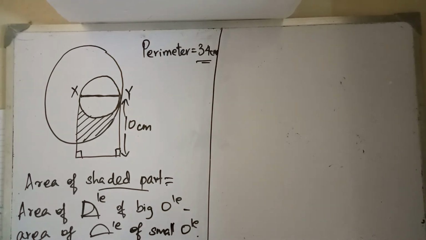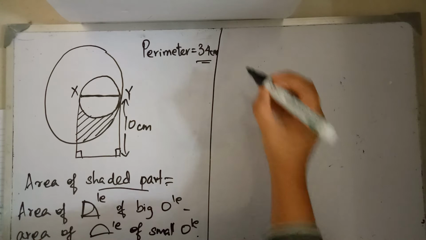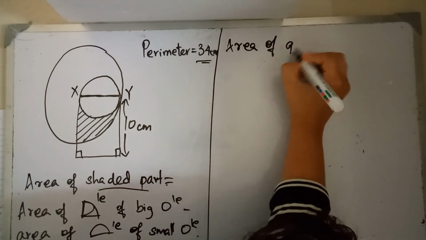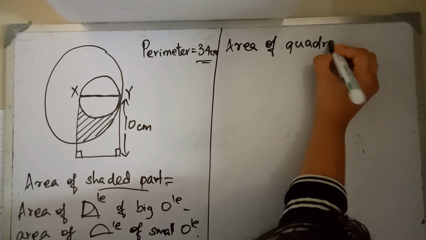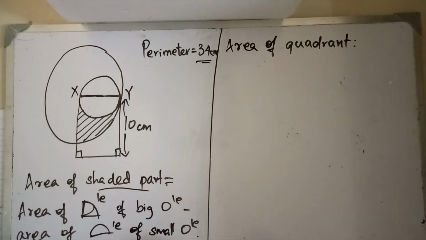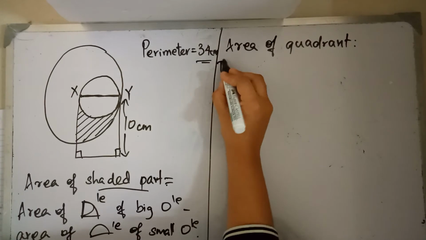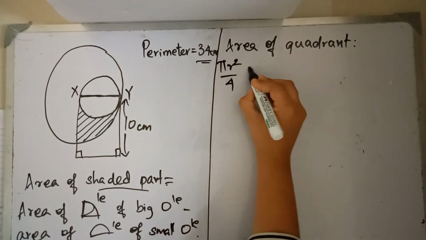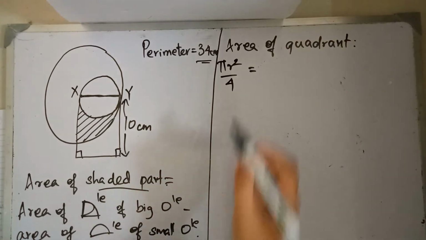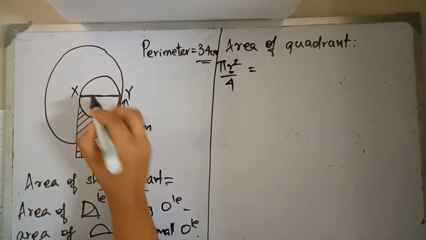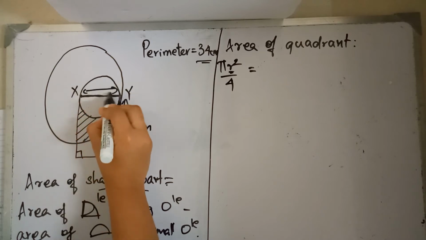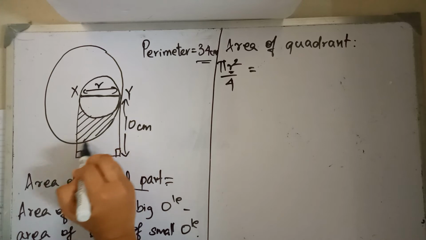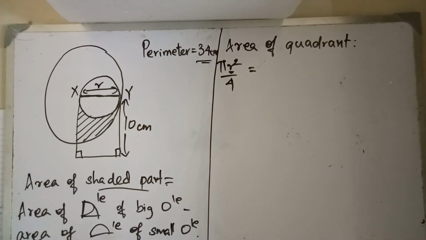So first, how do we find out the area of the quadrant? Area of the quadrant can be found using the formula pi r square by 4. That's the standard formula for area of a quadrant. In this case, we have to find out what r is. Only if we find out the value of r, we can find out the area of this circle. How do we find out the value of r?